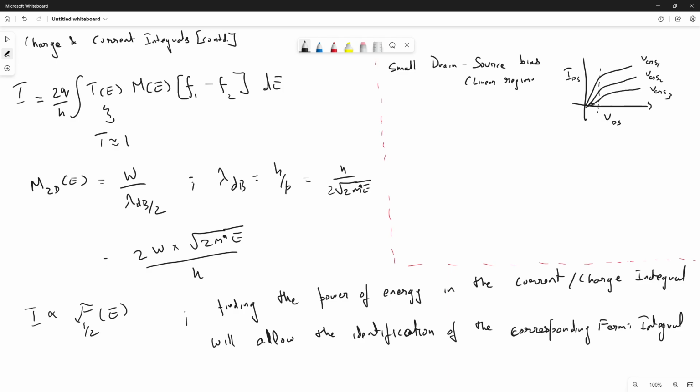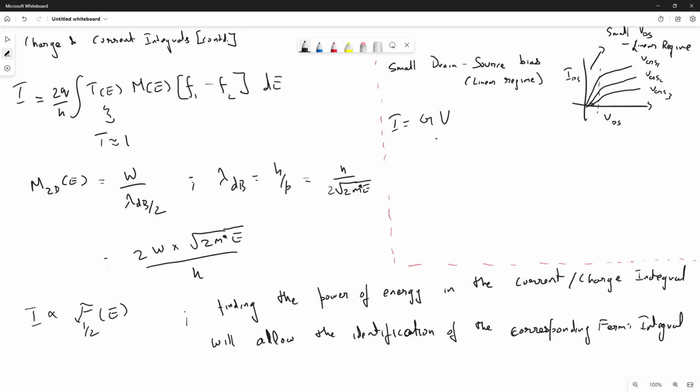Okay, sir. So if your question suddenly says the device is in the linear regime, you should quickly remember that this implies VDS is small. That is the linear regime. Okay. So we have that. So for small drain source bias, what is the current integral? Now we can actually write some things.